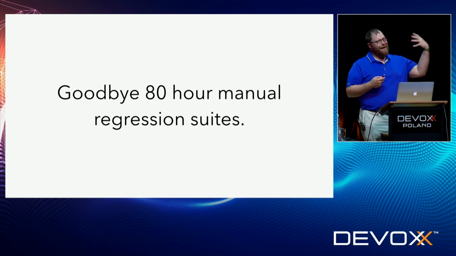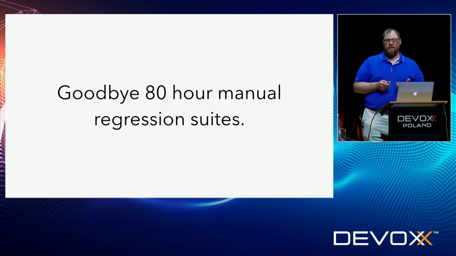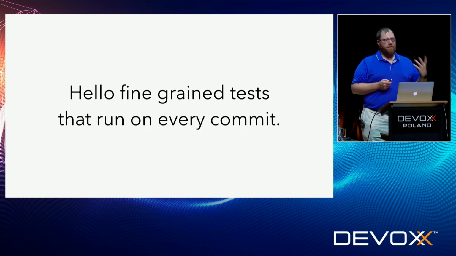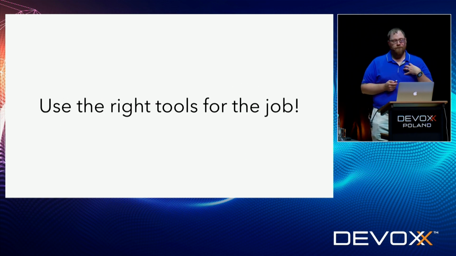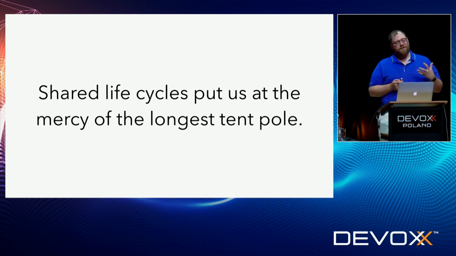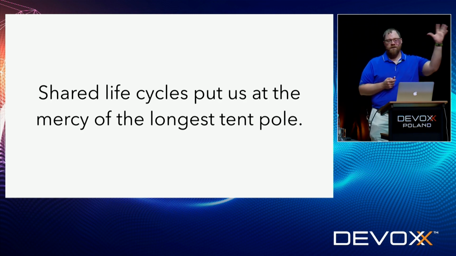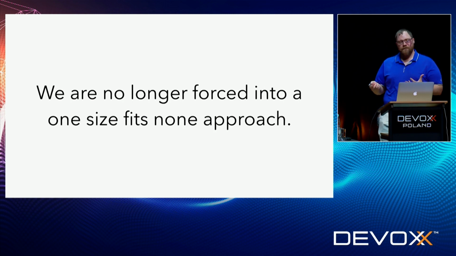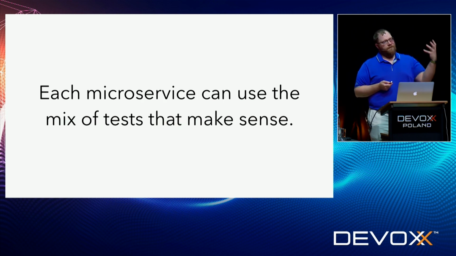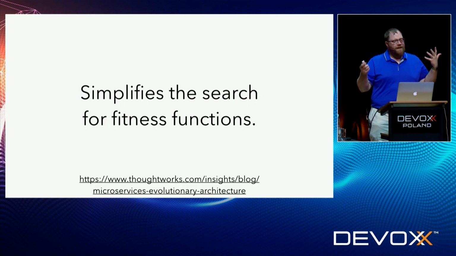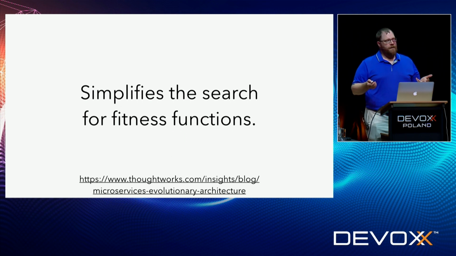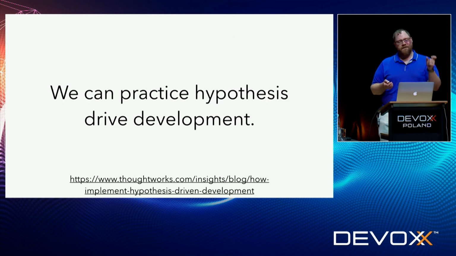I'm not stuck with that 80-hour manual regression test suite anymore. I can have a bunch of fine-grained tests that run on every commit. I can maybe have performance running all the time. I can use the right tools for the job. If I'm in a shared life cycle, I'm at the mercy of whatever the longest, slowest moving part of this happens to be. I'm not stuck in a one-size-fits-all approach anymore. Every microservice can use the mix of tests that make sense for it. They can use the right linting rules. They can use the right code quality scans. It can make finding fitness functions much, much simpler. I can actually practice hypothesis-driven development.